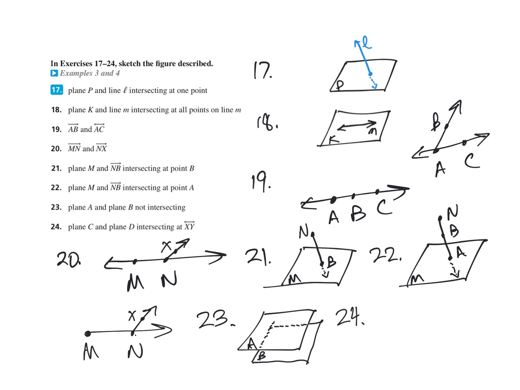24. Plane C and plane D intersecting at a line. So this is what we did in class. We could draw a parallelogram here. And I'll do a different color for this ray. It goes through the other side. And it makes this line where they intersect. And that would be XY. So plane C and plane D intersect at a line XY. Okay, next one.